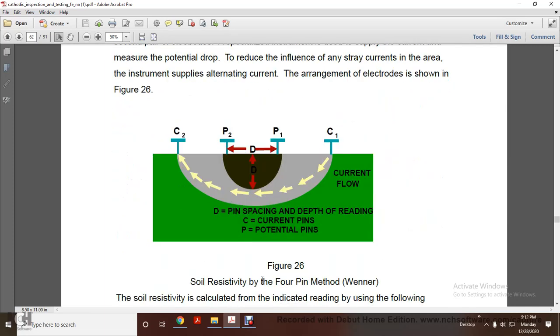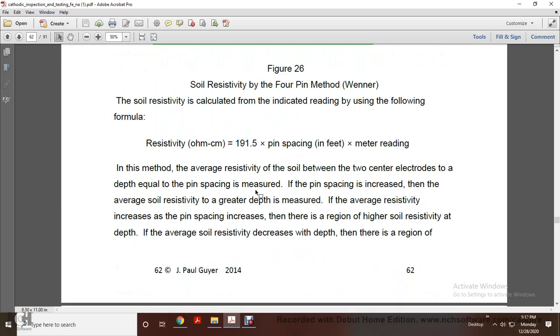Figure 26 shows soil resistivity by the 4-pin method: the current pins and the potential pins. D is your pin spacing, the depth of the reading and current flow. The soil resistivity is calculated from the meter reading by using the following formula. The resistivity in ohm-centimeters is equal to 191.5 times the pin spacing in feet times the meter reading.